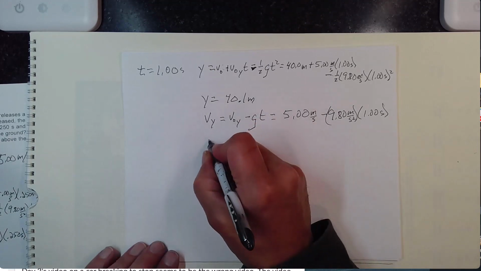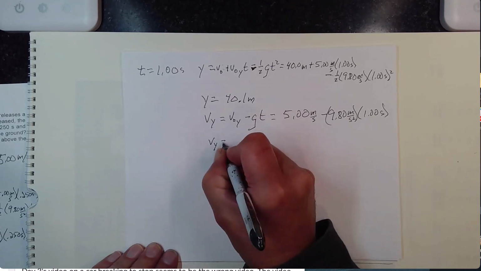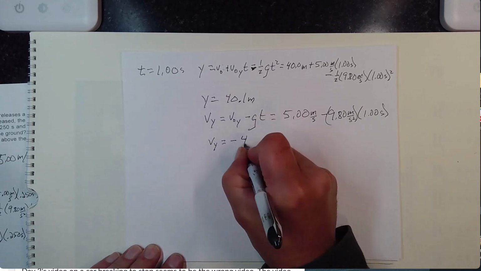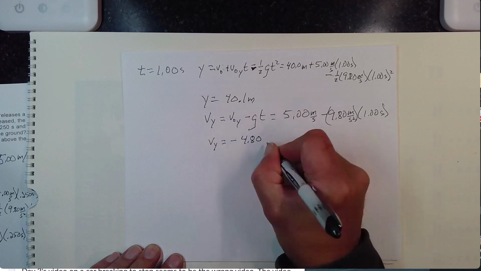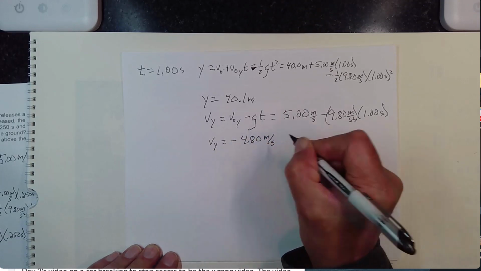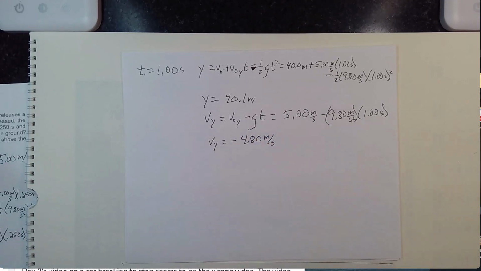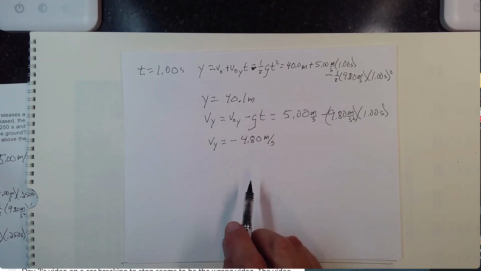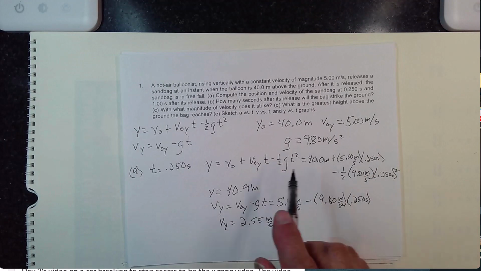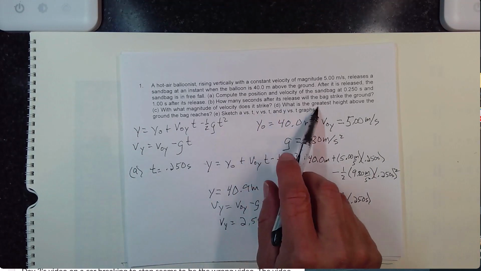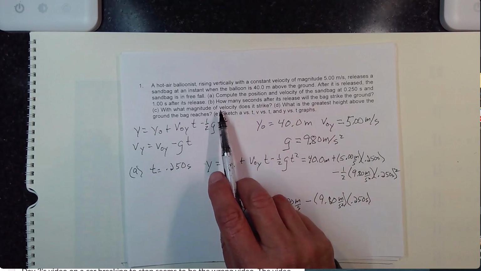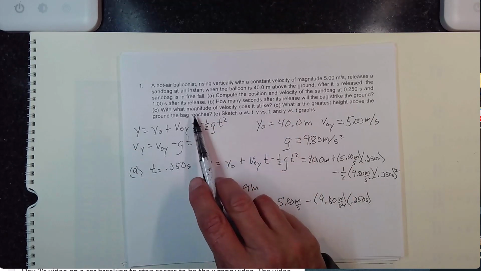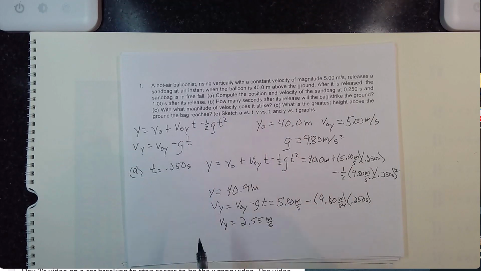And at this time, it is on its way down, minus 4.80 meters per second. So somewhere between a quarter of a second and 1 second, that thing stopped rising and is now on its way down. See what else this question asks. How many seconds after its release will the bag strike the ground?